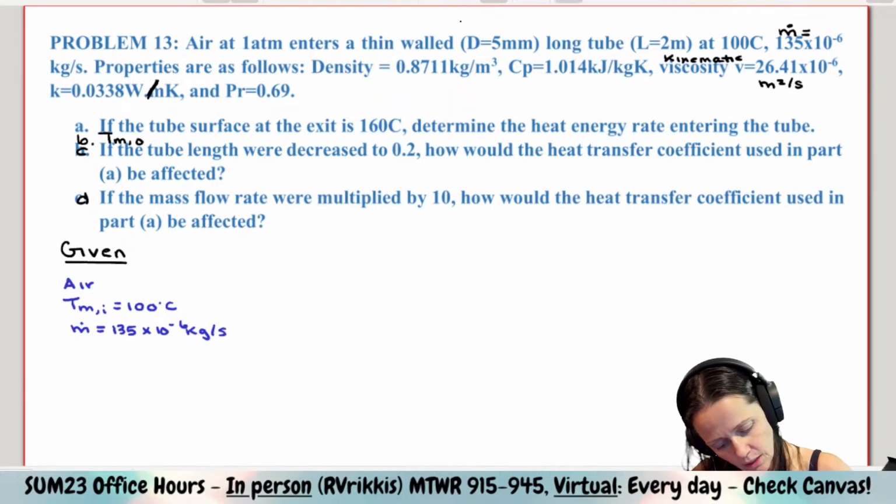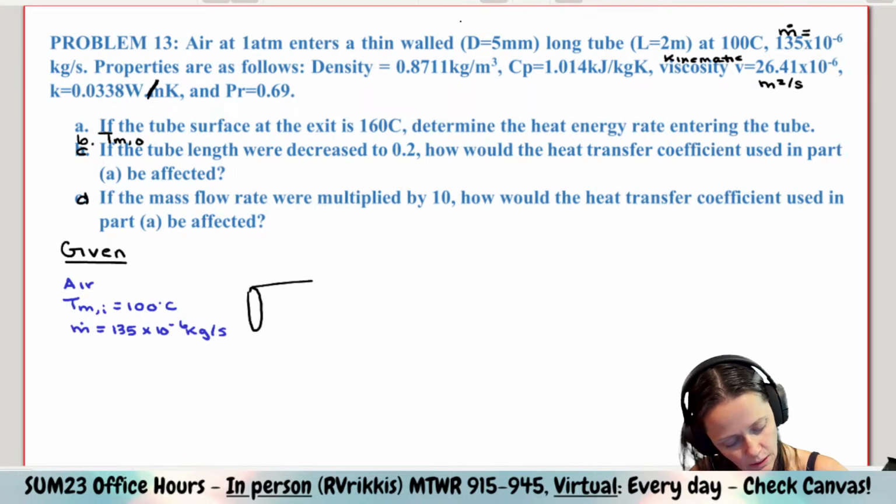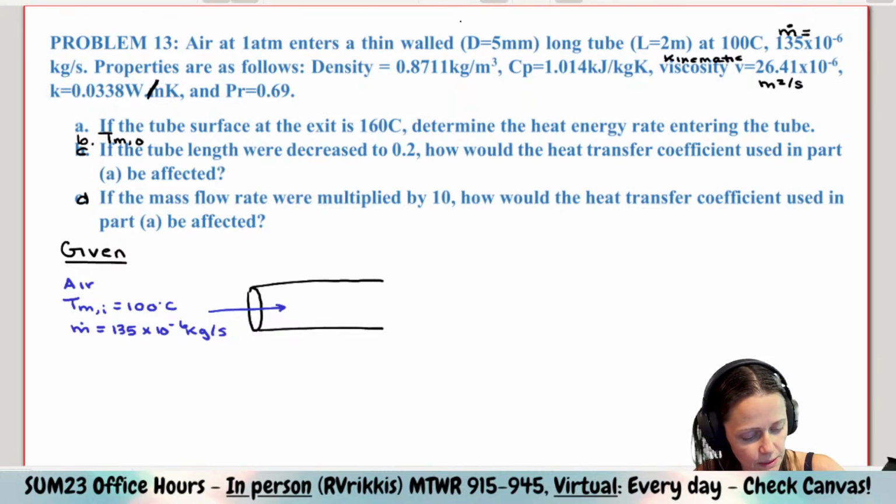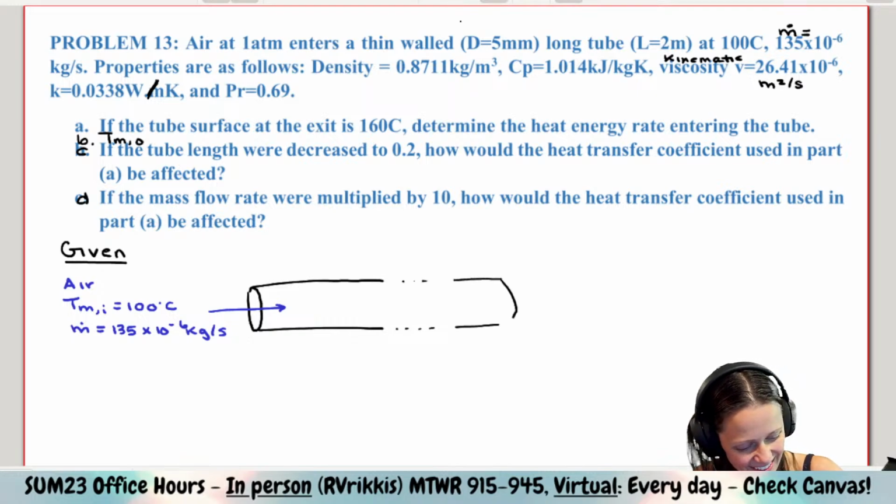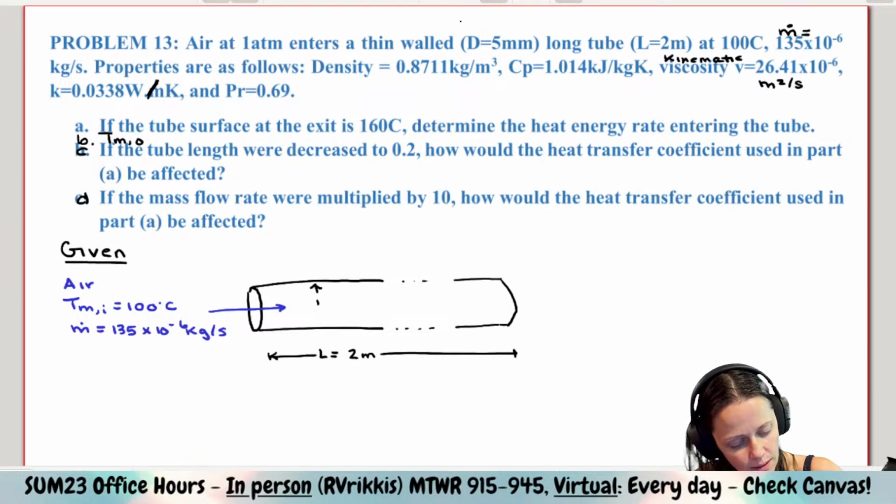And then we've got our tube. And our tube is longer than what I'm going to draw here. So our length is 2 meters. And our diameter, let's see, diameter is 0.005, right? 5 millimeters, perfect.